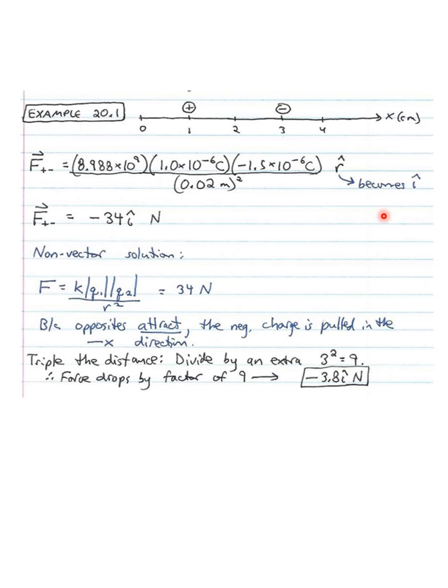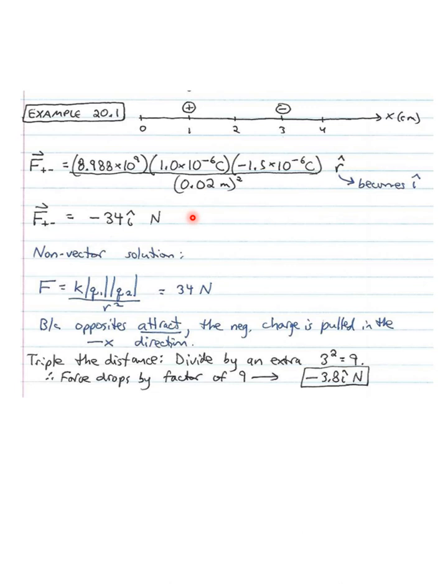So we plug these values in, and we get the force of the positive on the negative is negative 34 i hat newtons. The negative and then the i hat come together, so negative 34 i hat newtons, which means that it's being pulled to the left. And we already knew that without running the equation, because we know that a positive and negative charge will attract each other.